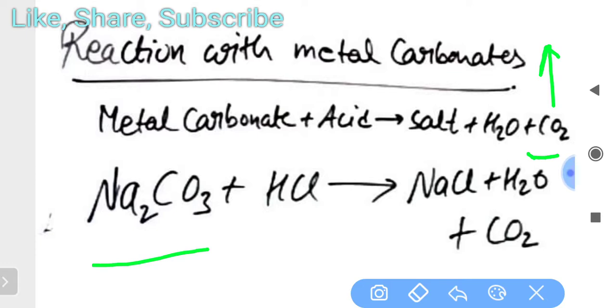So you have to keep in mind these things. What happens when it reacts with metal, what happens when it reacts with base, and what happens when it reacts with metal carbonate. If you understand only one general equation, you can write the others also.